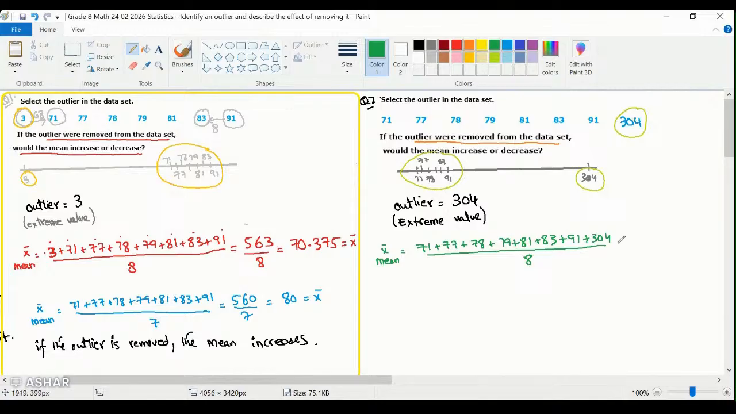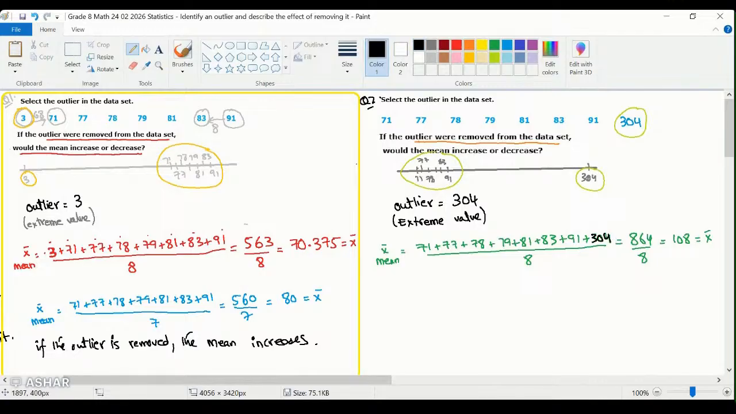It comes out to be 864 divided by 8. And the mean is 108 is the mean with the outlier. Agreed? The outlier was 304.